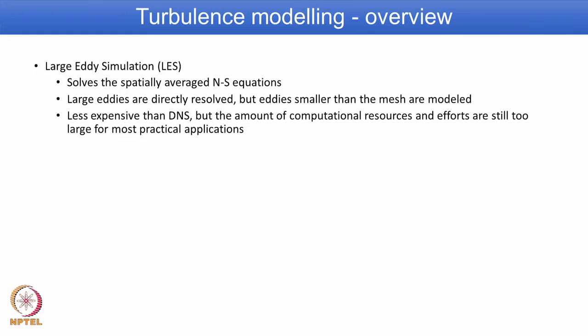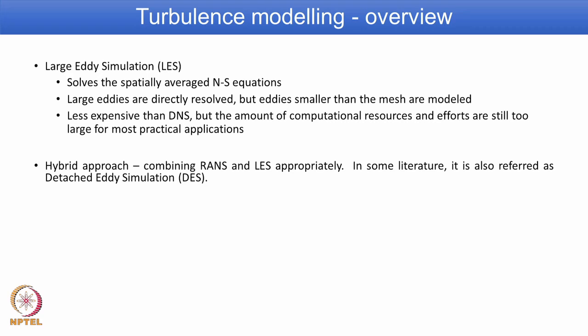The other approach is what is known as large eddy simulation. In short form, it is called LES. It solves the spatially averaged Navier-Stokes equation, where large eddies are directly resolved, but eddies smaller than the mesh that is used are modeled. It is less expensive compared to DNS, but slightly more expensive compared to RANS. The amount of computational resources and effort is still too large. In recent years, there have been attempts to use LES for industrial problems as well.